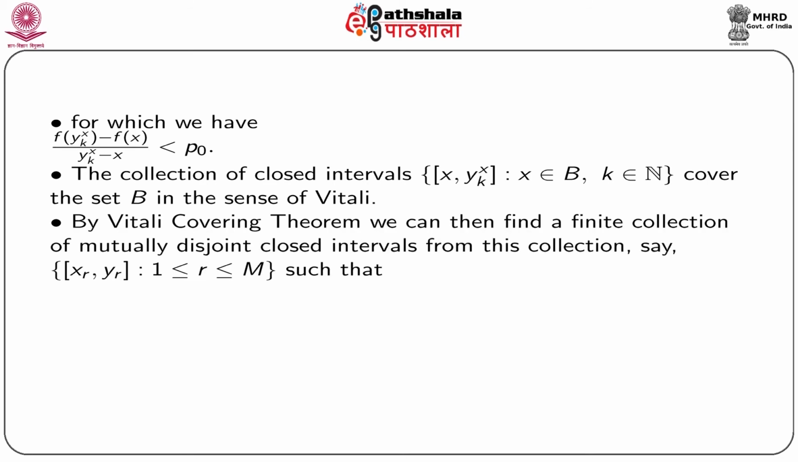So, again we can apply the Vitali covering theorem, and by the Vitali covering theorem we can find a finite collection of mutually disjoint closed intervals from this collection, say [x_r, y_r], where 1 less than or equal to r less than or equal to M, such that mu star of B minus the union over r equal to 1 to M of [x_r, y_r] is less than epsilon.